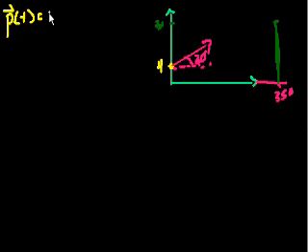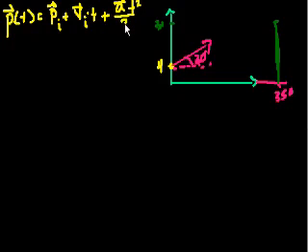The position at any given moment in time is equal to the initial position, and that's going to be a vector, plus the initial velocity, that's a vector, so I put these little arrows on top, times time, plus the acceleration, and of course acceleration is a vector, times time squared over 2.